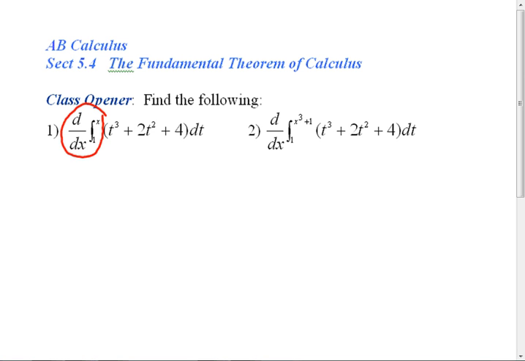So I'm going to take the derivative with respect to x. It's a little complicated when you have chain rule here, but we'll get there. First, find the antiderivative of t cubed. That's what you have to know for tomorrow. What's the antiderivative of that? t to the 4th over 4. And then the antiderivative of 2t squared is 2t to the what? 3rd over 3, right? Plus 4t.